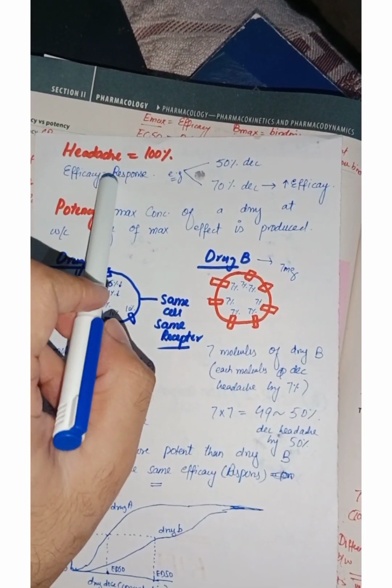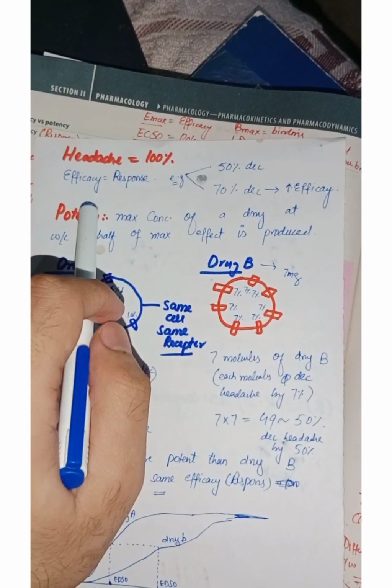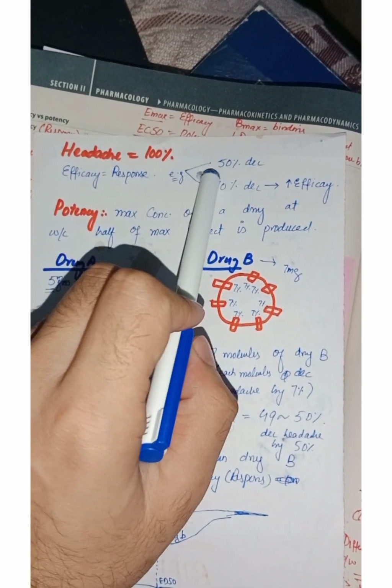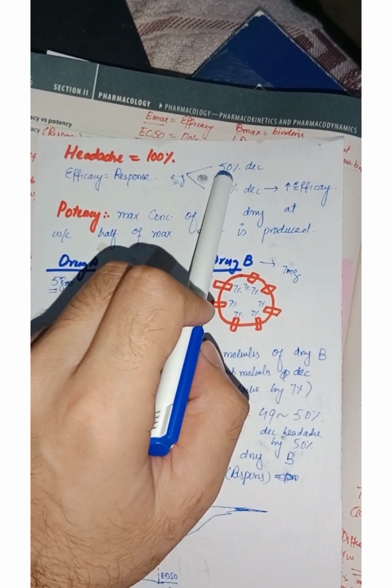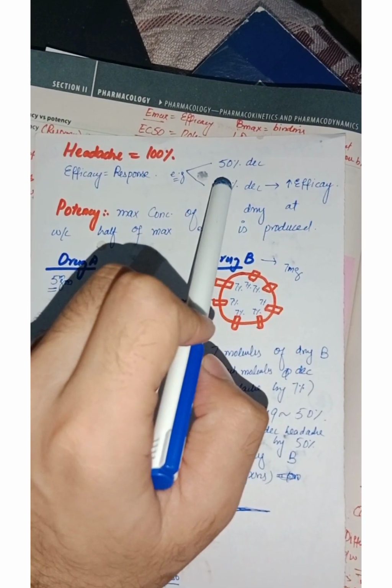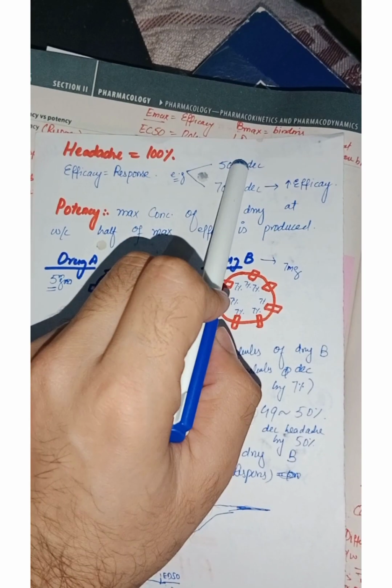So let's suppose there are two drugs. First we understand efficacy. So what is efficacy? It's basically the response. Let's suppose there are two drugs. One drug decreases your headache by 50%, the other drug decreases your headache by 70%. So it means that this drug has high efficacy compared to this drug.